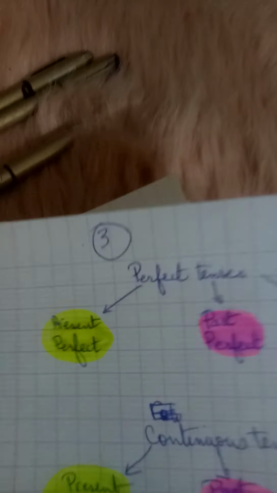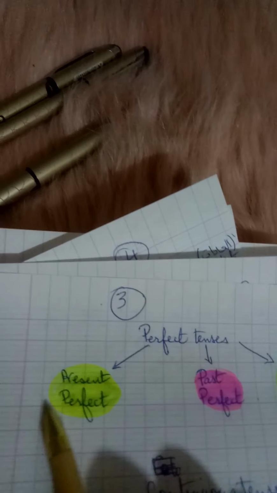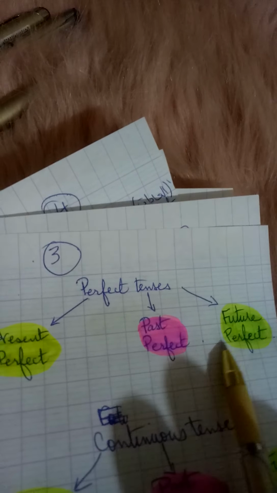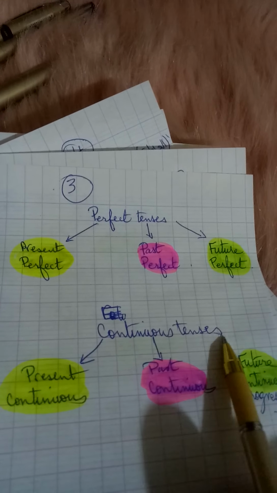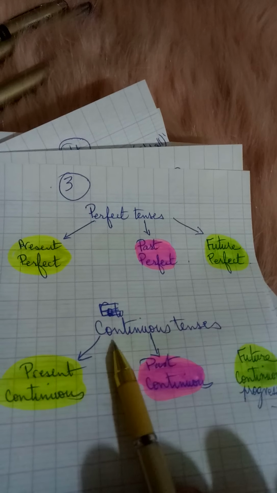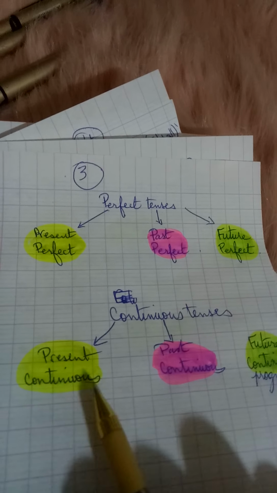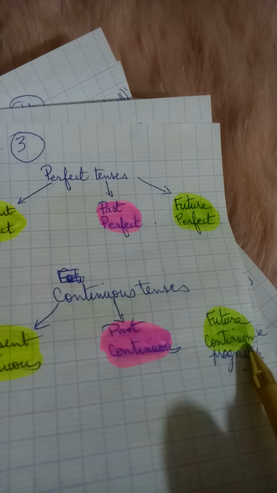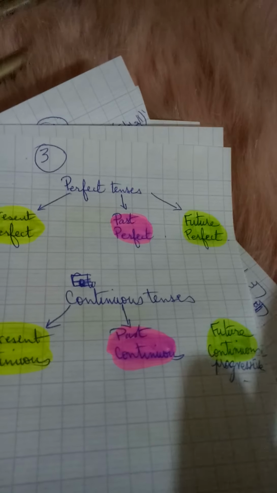So we continue for the other tenses. For the other tenses, here we have the perfect tenses. Okay, الأزمنة التامة. We have the present perfect, the past perfect, and we have the future perfect. Get it? So, and for the continuous tenses, okay, for the continuous tenses or the progressive tenses, we have the present continuous or the present progressive, the past continuous or the past progressive, and the future continuous or the future progressive. Get it? Alors هادو أنواع تاع الأزمنة normalement اللي عندي.